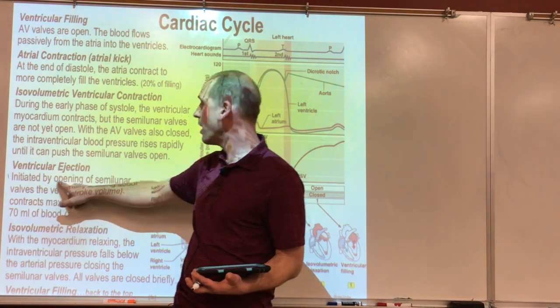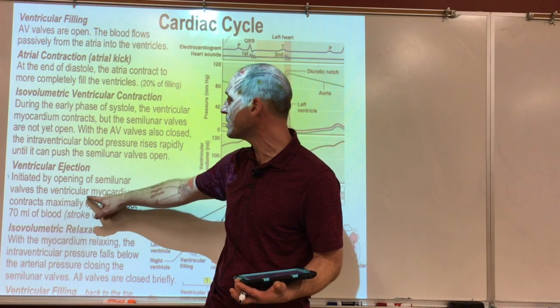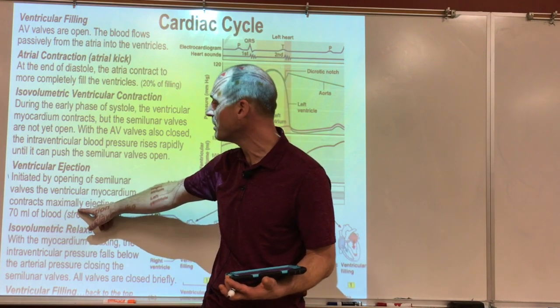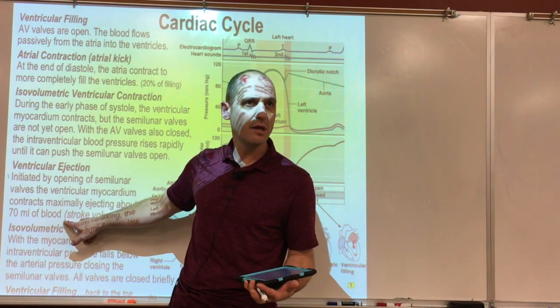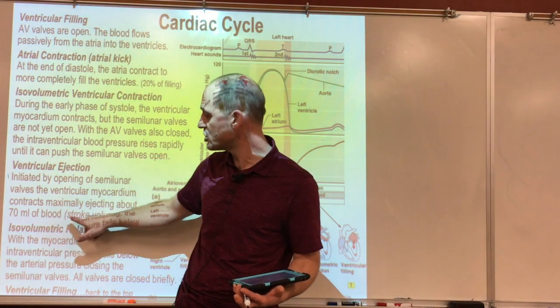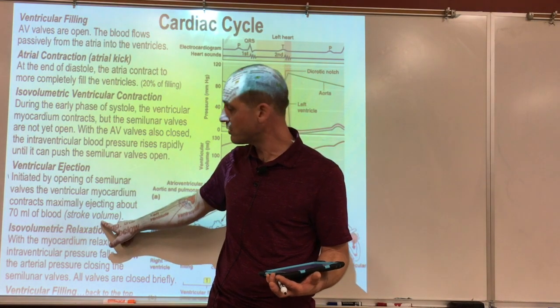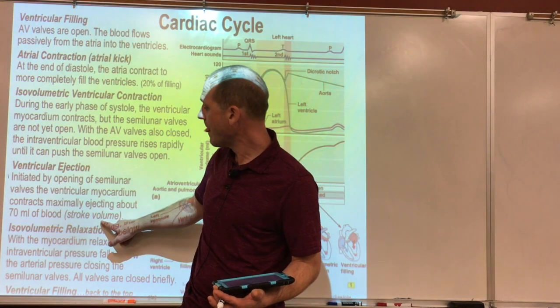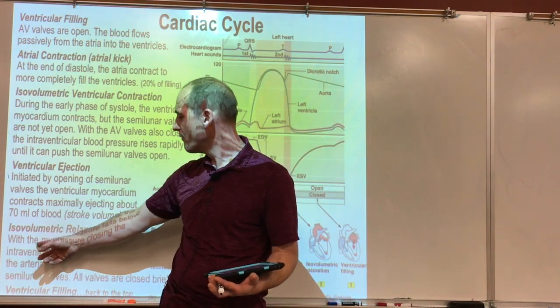Initiated by the opening of the semilunar valves, the ventricular myocardium contracts maximally, ejecting about 70 milliliters of blood each time it contracts. And we call that a stroke volume. Each stroke, that's how much we eject. And then after that, we have an isovolumetric relaxation of the myocardium.